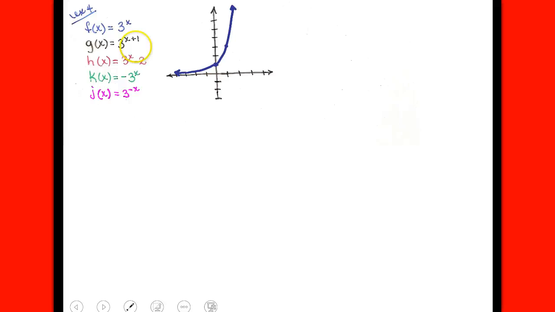So then for g of x, they put in this +1. What does that +1 cause?